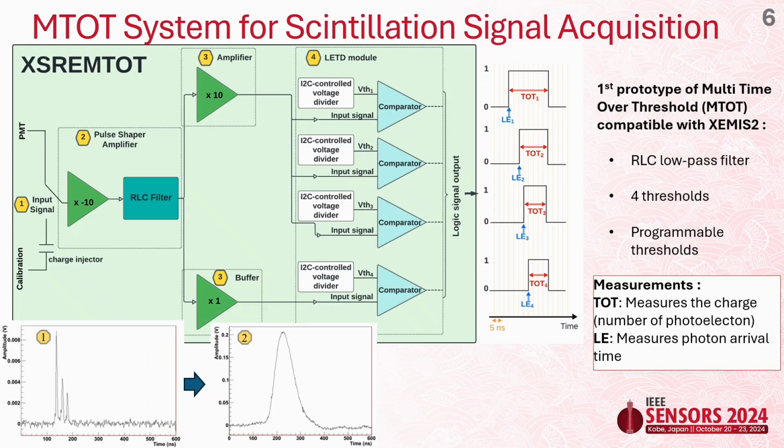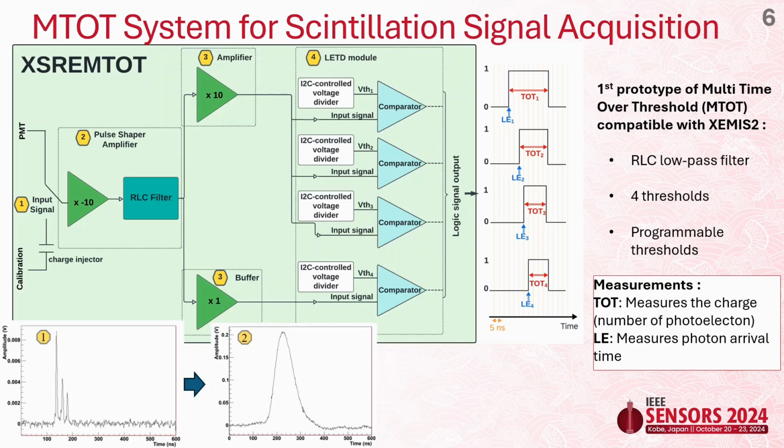So a new prototype has been developed to replace the current electronics, using the multi-time over threshold method to measure photon arrival time and the number of photoelectrons. Each photoelectron detected by the PMT generates a signal charge shaped into a Gaussian pulse. And the amplitude of this pulse is proportional to the total number of photoelectrons.